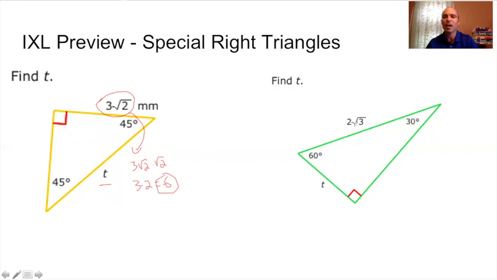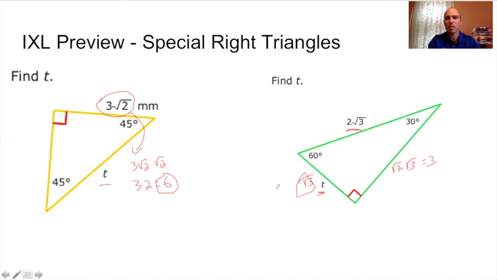Now here, finding T. This one here is the long side, and this is the short side. So this is going to be half of that, which is just going to be 1 times the square root of 3. What they're not asking you here, but if they did, it would be the square root of 3 times the square root of 3, which is just 3. If they were asking for that side, which they weren't, square root of 3 is the correct answer.